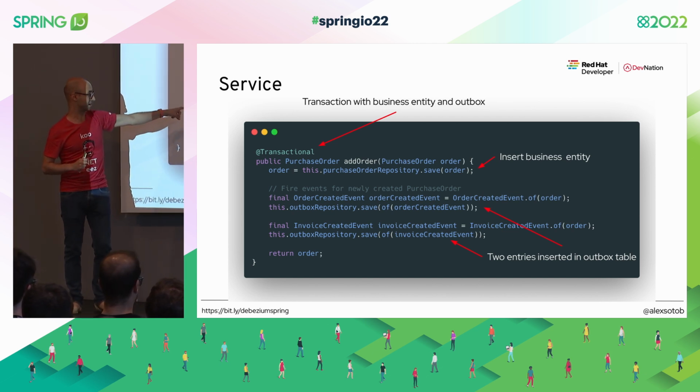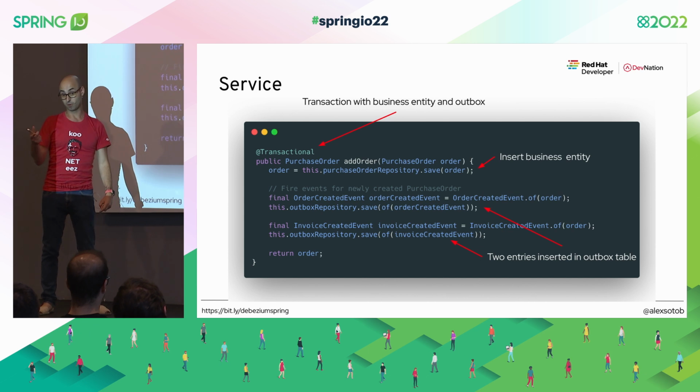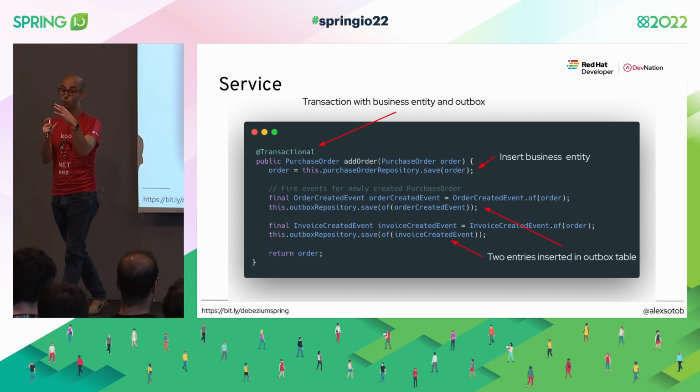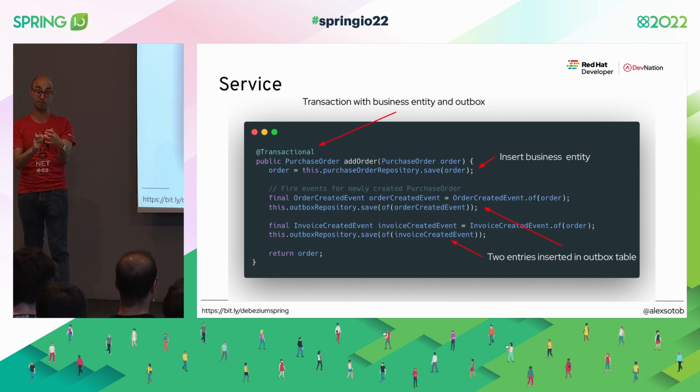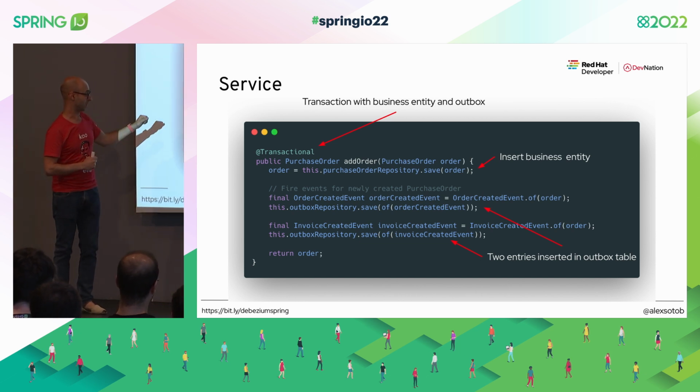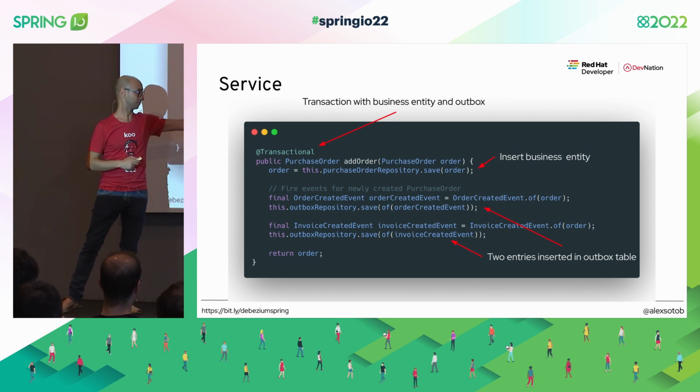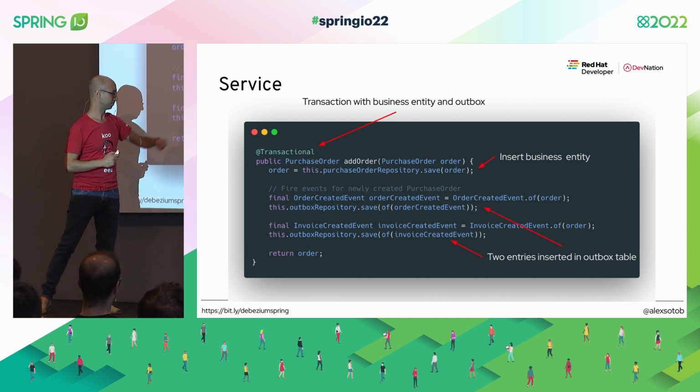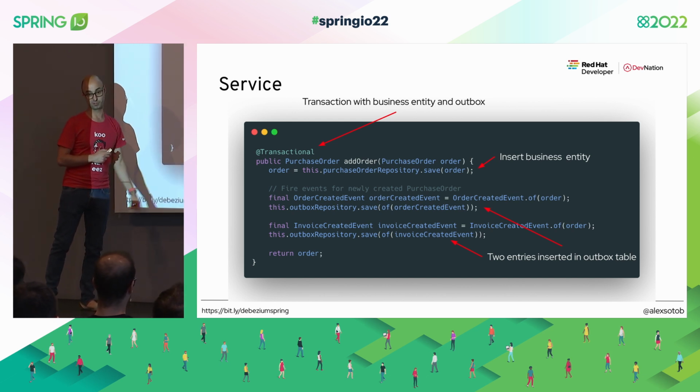And here I'm creating an invoice created event. So it's also the invoice. So I'm creating two entries in my outbox table for every insert, and I store them in the outbox repository. And finally, I return the order.